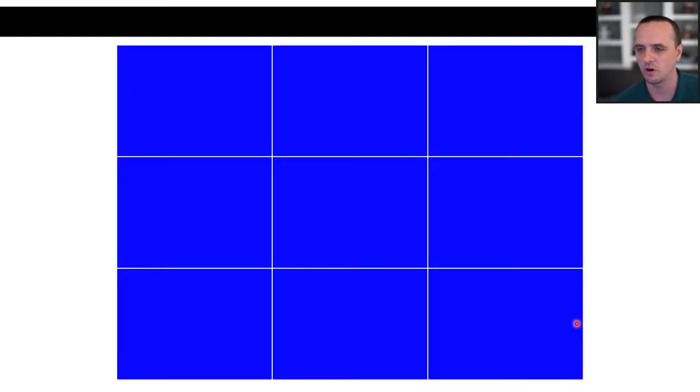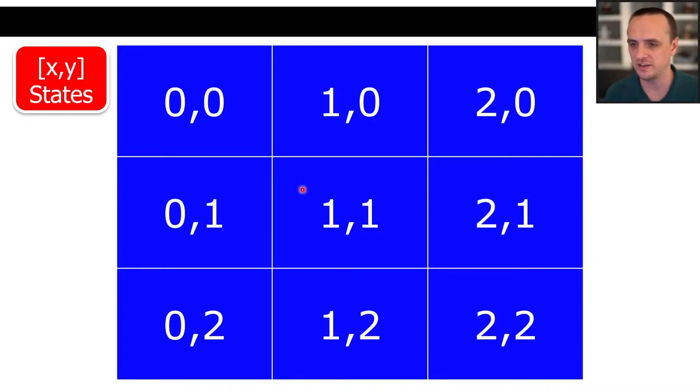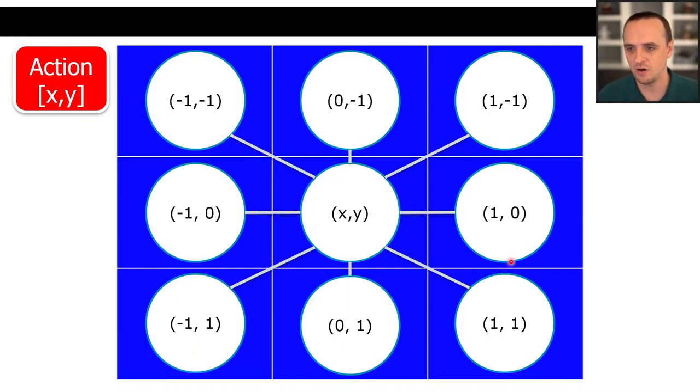Again, we're going to be working in the same type of grid world environment. So we have x, y states. Again, x increases to the right and y increases downwards. And now we have 8 possible actions. Before we only had 4 possible actions: up, down, left, and right. And now we've added the diagonals as well.